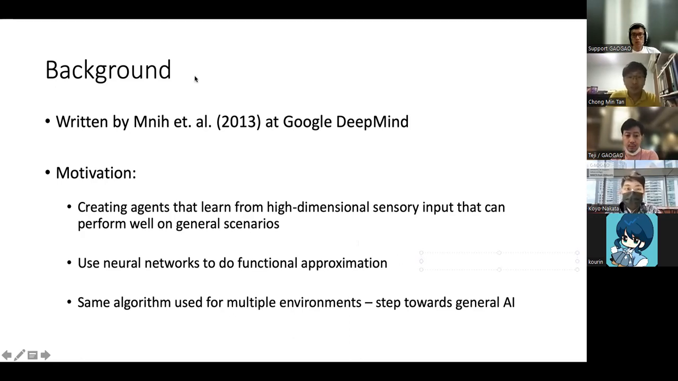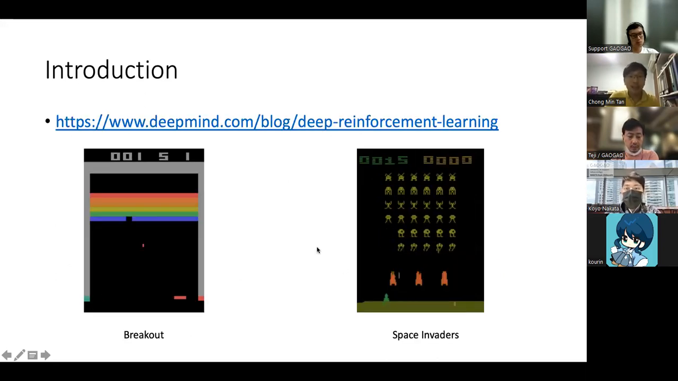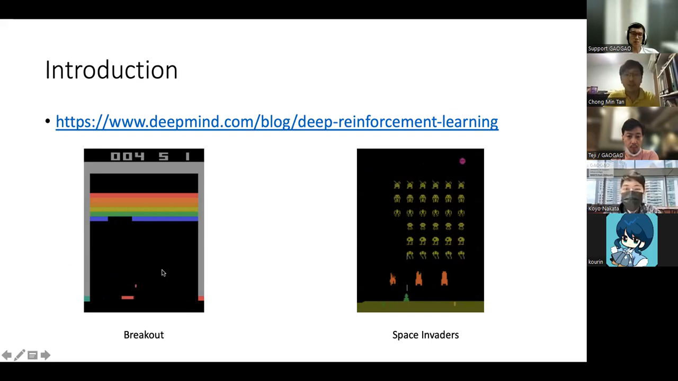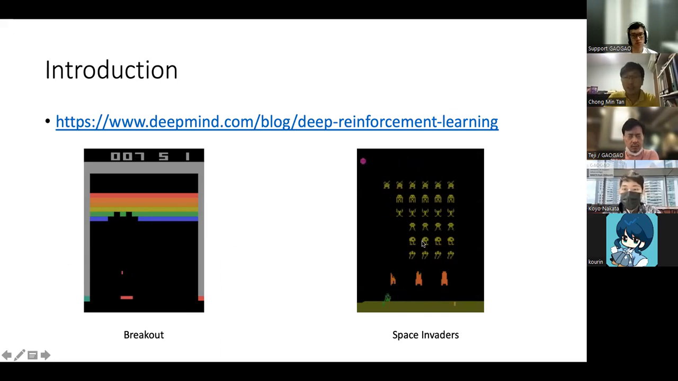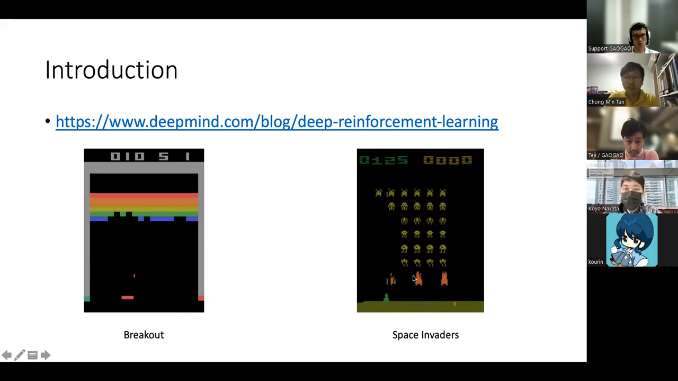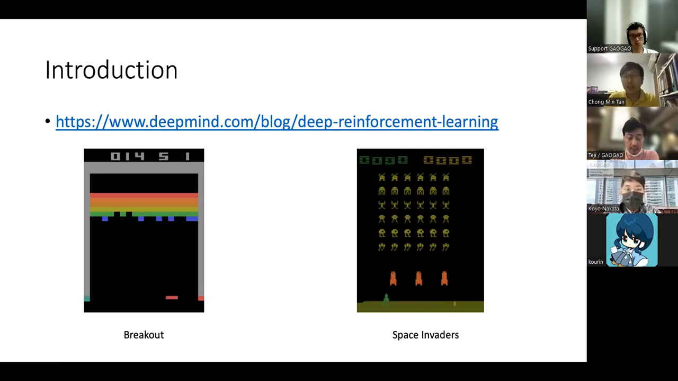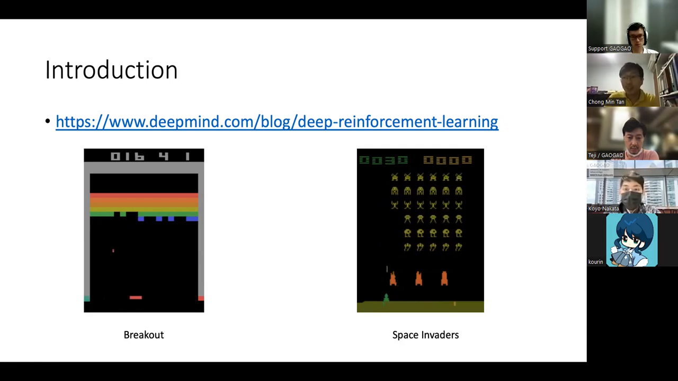So these are some of the games that are played. The first one is Breakout. I believe I showed you the video for Breakout last week. The other one is Space Invaders. If you're interested, we can go over to this blog to take a look. It's very similar to what you see here on the screen. These are just two of the games that DeepMind uses to play their agents against. There are a total of 57 games that were used.